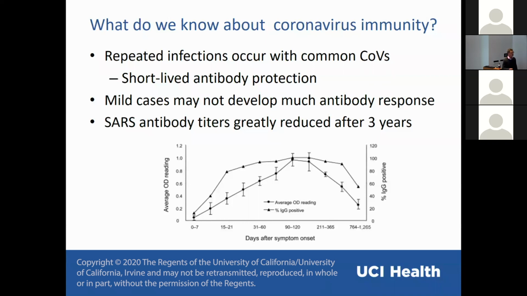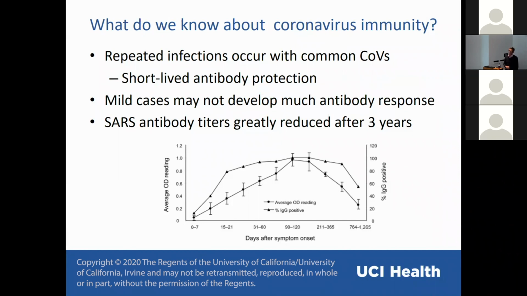And this also seemed, interestingly enough, to be the case with SARS. So if you follow patients who were infected with SARS in 2002 or 2003, over a 3-year period, you can see that their antibody responses peak at about 90 days, about 3 to maybe 6 months. And then they decline fairly rapidly, such that by about 3 years after the time of infection, antibody titers are rather low.